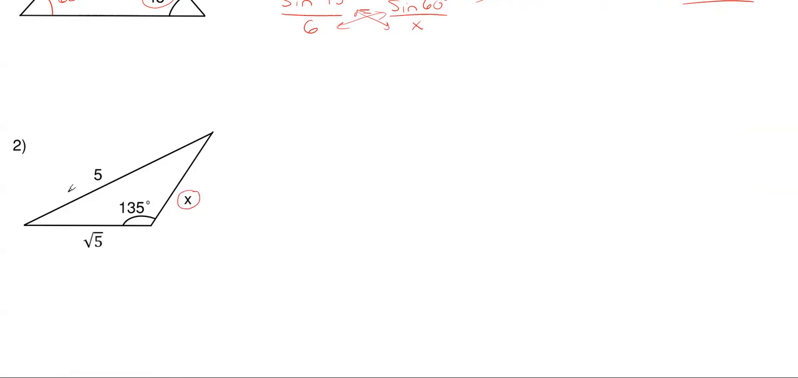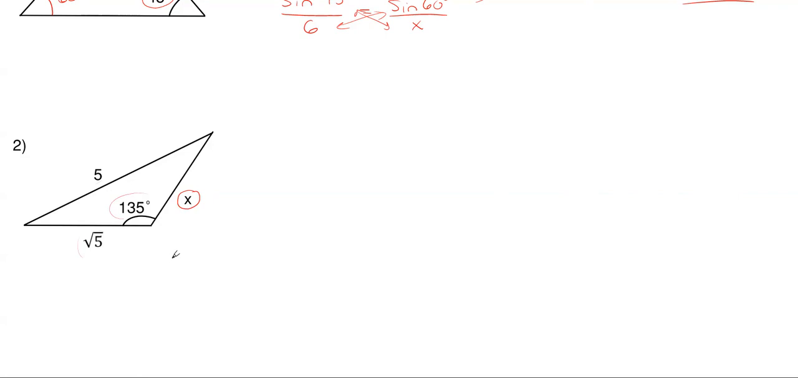What else do we know in here? Well, we know a side of 5 and a side of square root of 5, and we know that this angle right here is 135 degrees, which is opposite my 5. Well, do I know the angle that's opposite my x so I could use the law of sines? Ugh, I do not. I don't know any other internal angle here.